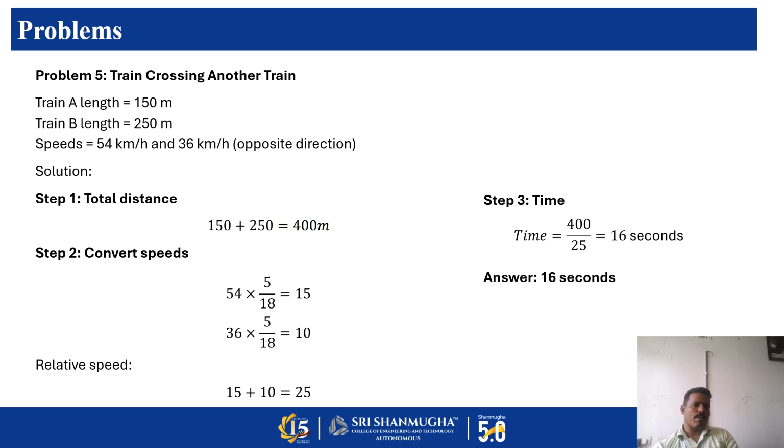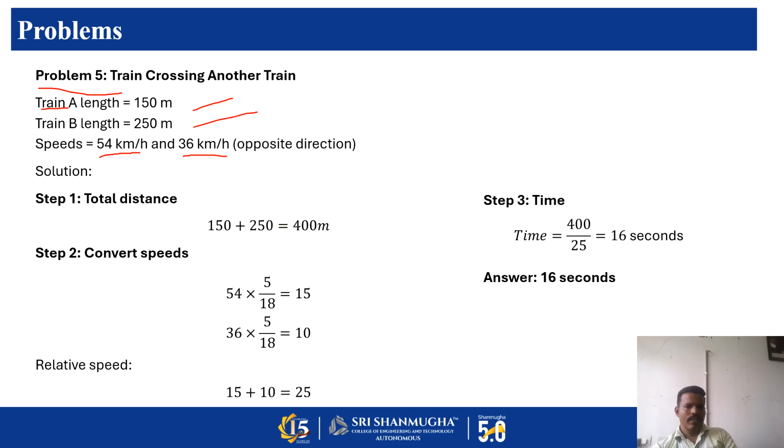Next is problem 5, a train crossing another train. We have two trains. Train A length is 150 meter and Train B length is 250 meter. Train A travels at 54 kilometer per hour and Train B travels at 36 kilometer per hour in the opposite direction. Calculate the time in seconds taken for the trains to cross.